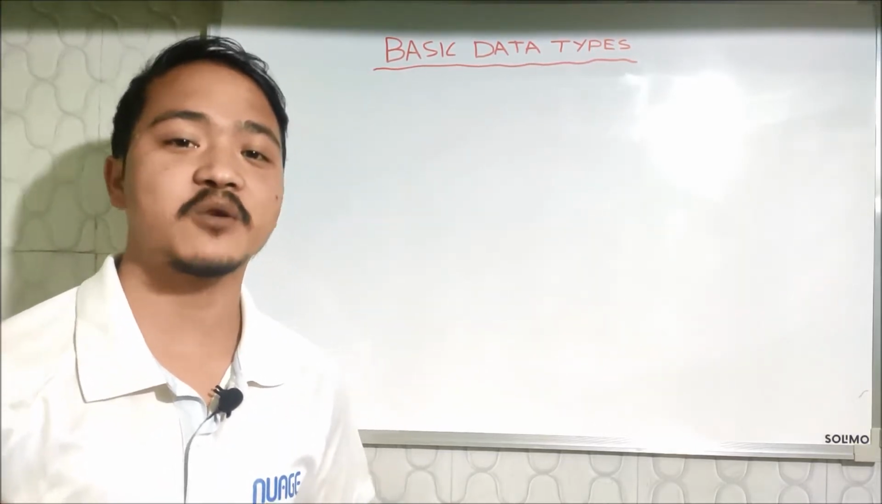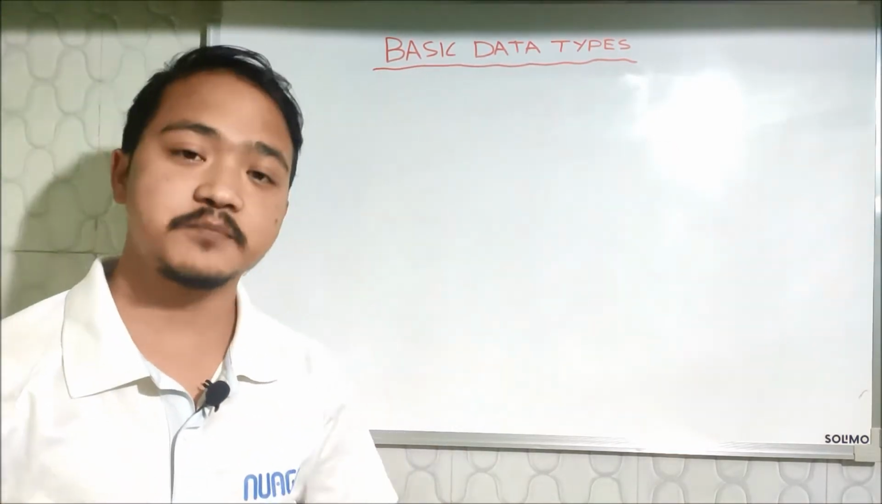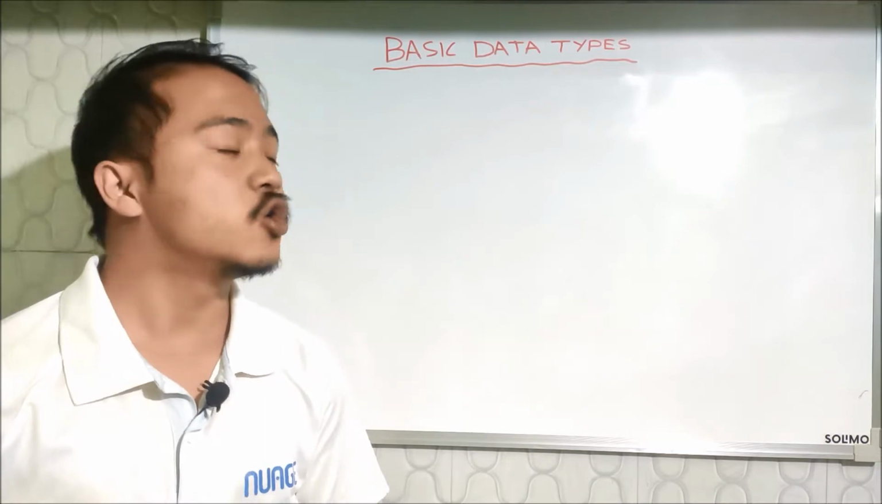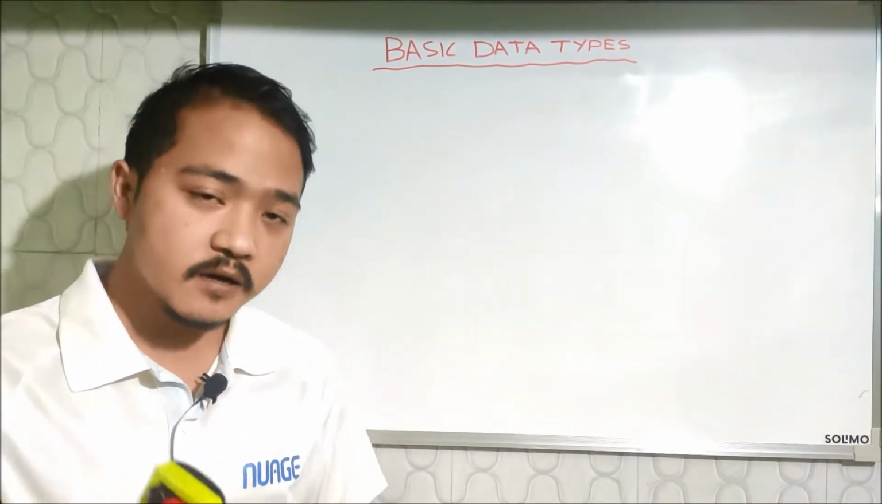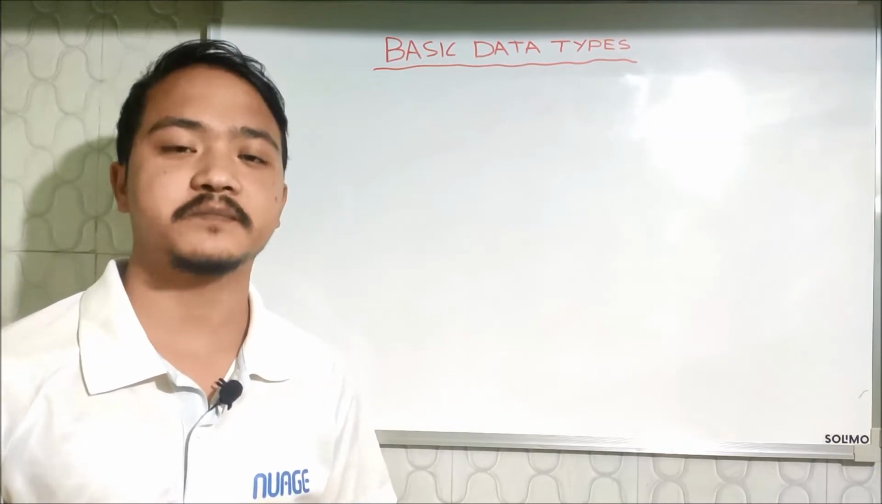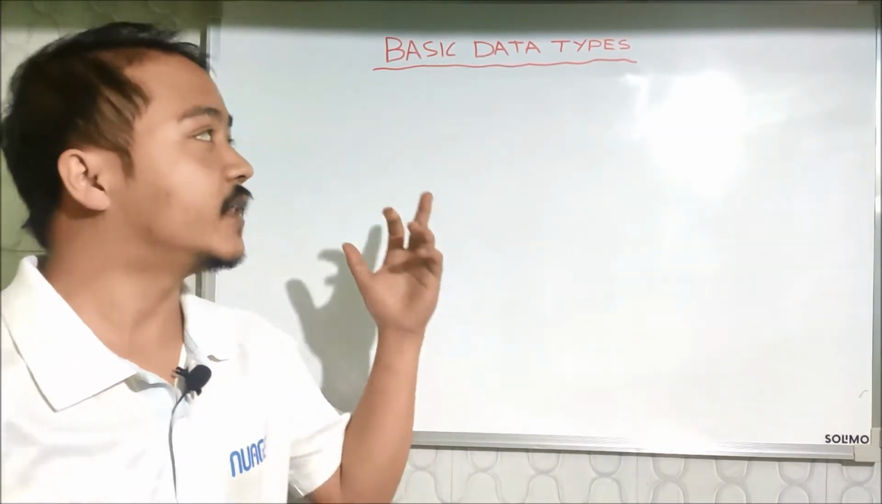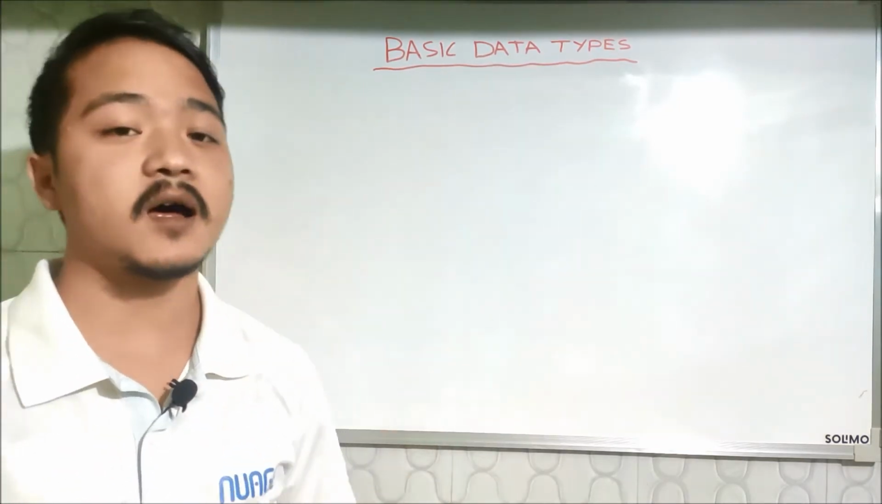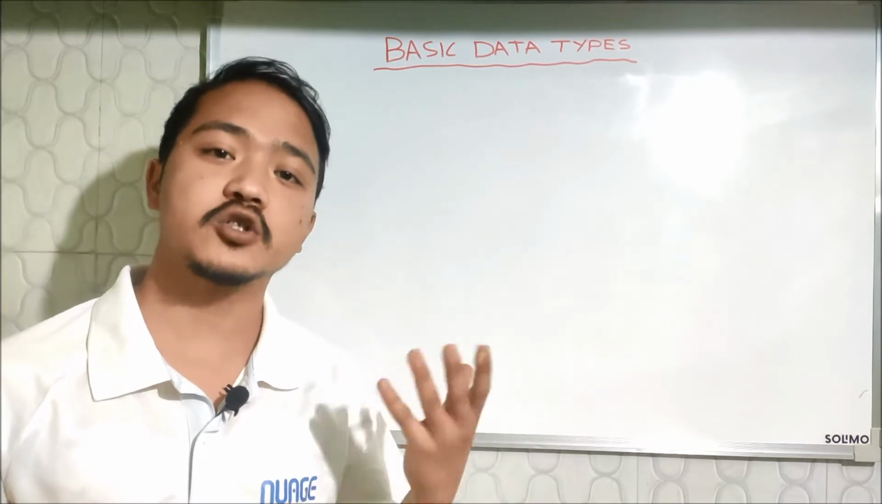So today's topic we will discuss is the basic data types of C programming. Okay, so what are these basic data types? Simply, we can say that these data types are the representation of what a data can store.